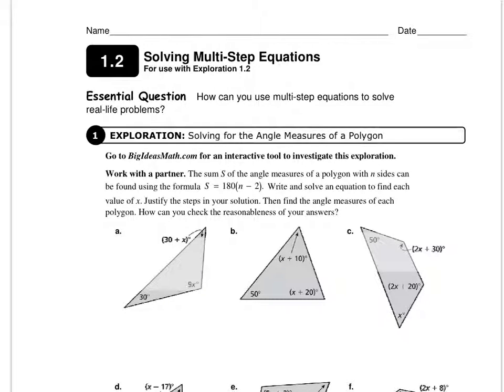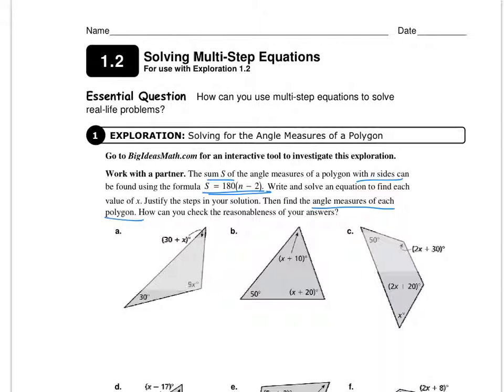So, we know an important property here, and that property is that the sum S of the angle measures of a polygon with n sides can be found using this formula right here. S equals 180 times n minus 2. Okay, so we're going to write and solve an equation to find each value of x. Then we're going to justify the steps by showing our steps, and we're going to find the angle measures of each polygon when we're done.